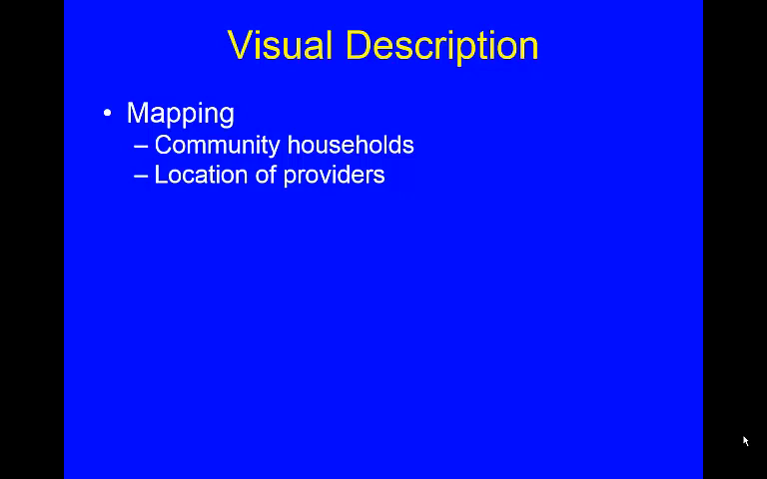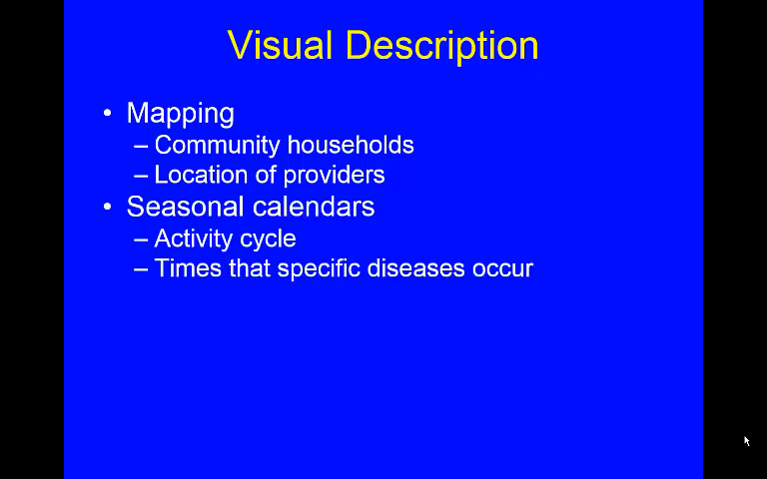And you can also get maps about the location of providers. Where's the nearest market where you can buy drugs? Where's the nearest clinic? Where is the nearest hospital? How far away is that? By whatever means of transport is available to people in this community. So you can get a lot by drawing these maps on the ground, on large sheets of paper, and talking about them, conducting interviews while you're undertaking the mapping process.